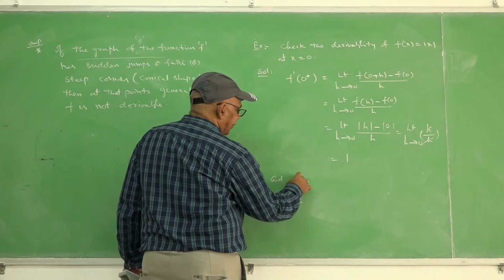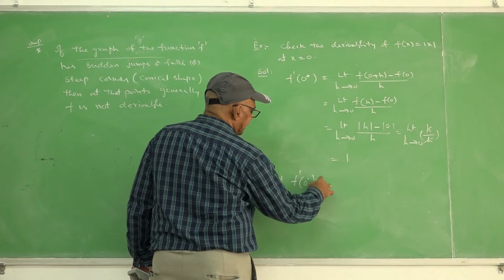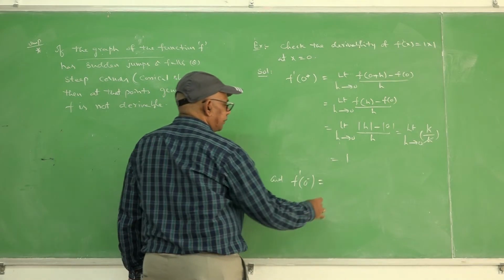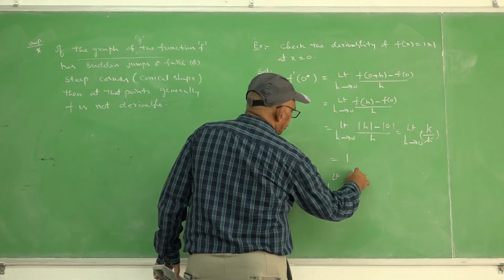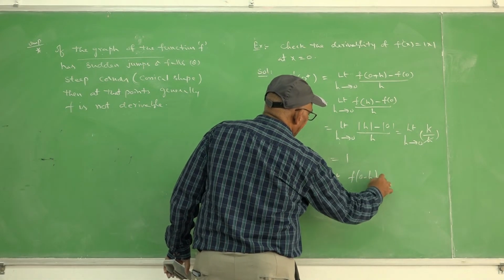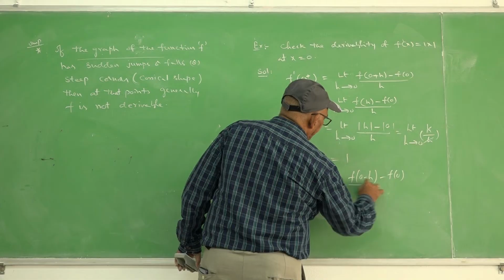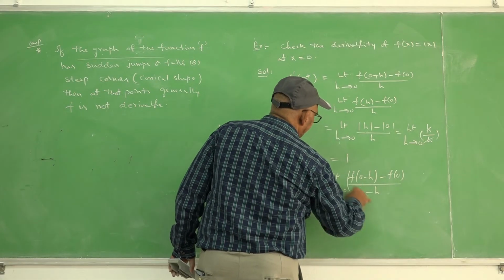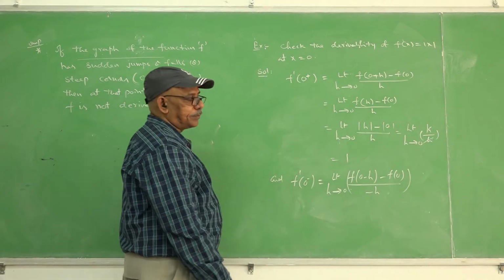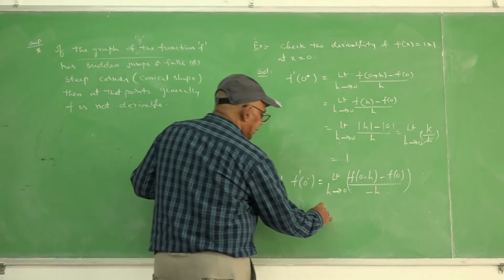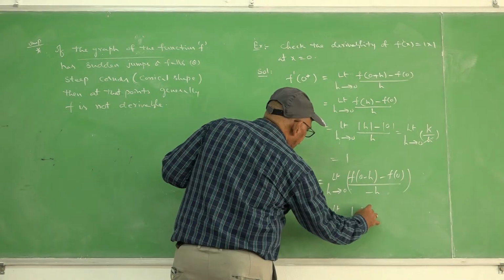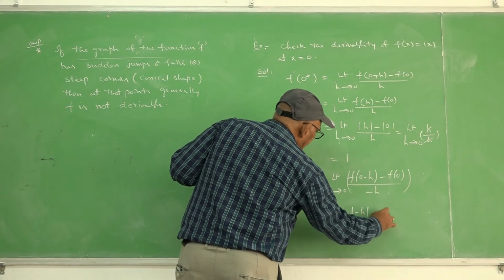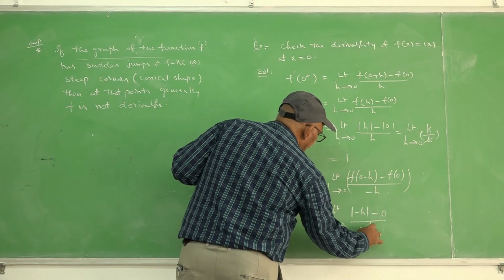And similarly, f dash of 0 minus, the left derivative, I will check the left derivative at 0. Limit as h goes to 0, f of 0 minus h minus f of 0 by minus h. This is the left derivative. So, this is limit h goes to 0, modulus of minus h minus f of 0, which is 0, by minus h.